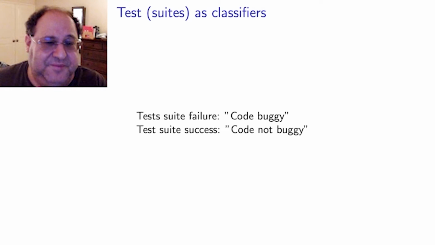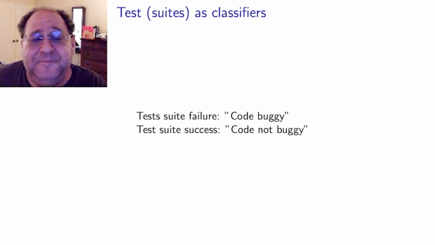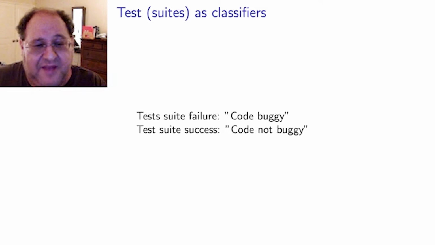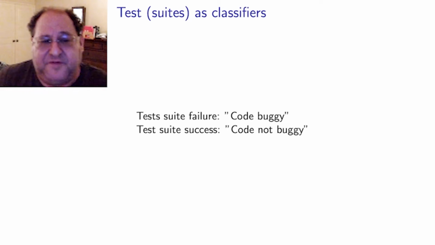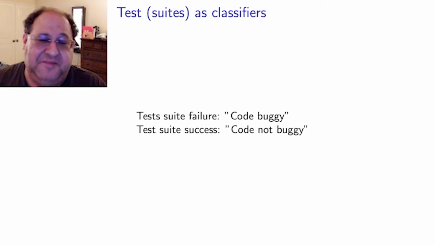And if you think about it that way, a test suite failure means this code change is buggy, and when the test suite succeeds, it says the code is not buggy. I want to specifically think of the classifier going this way, where when it fails, it raises the alarm, and when it succeeds, it does not.